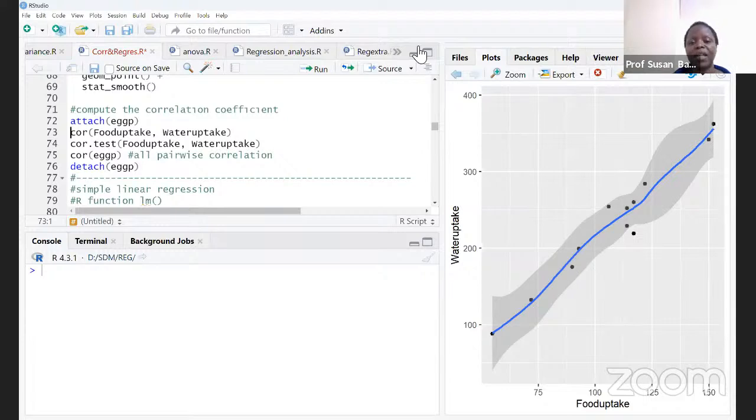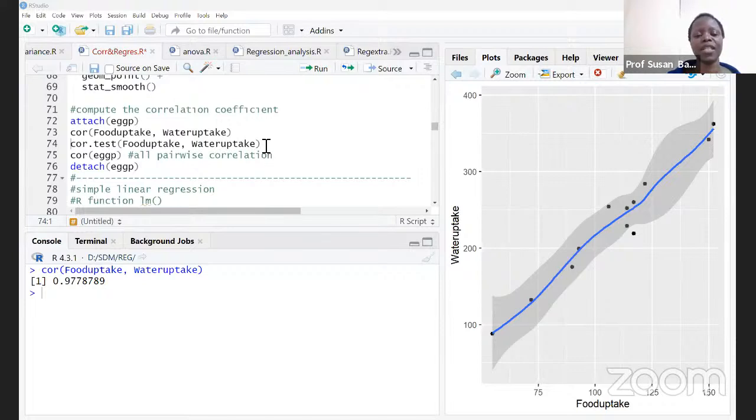I can see a strong positive correlation, strong positive correlation. That is excellent. We have a strong positive correlation between water uptake and food uptake. Somebody is saying 90.7% explained. No, we are now dealing with the correlation, and once we go to regression, we'll be able to know how much variability is explained in the response.